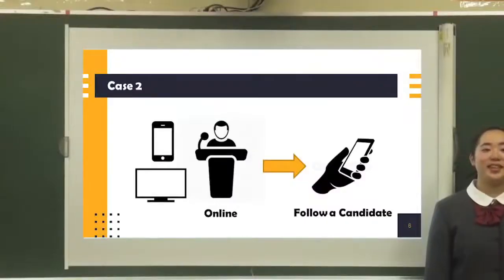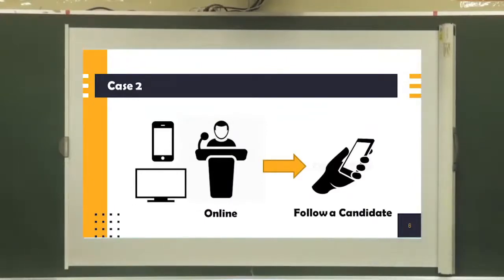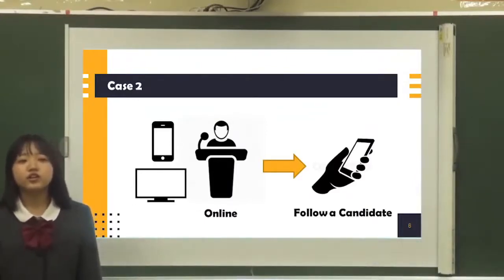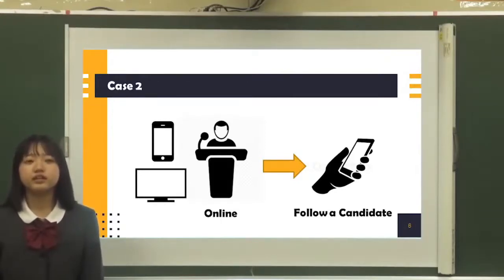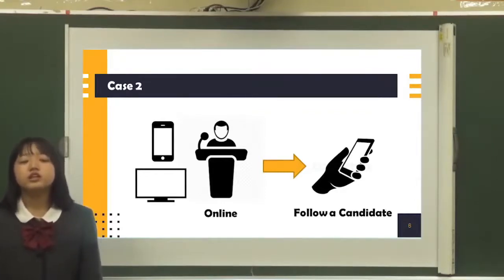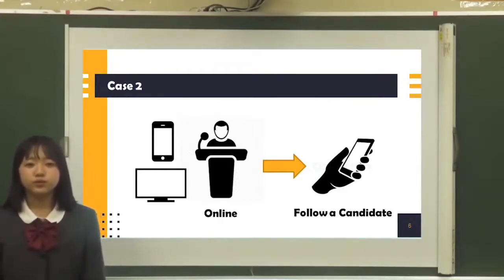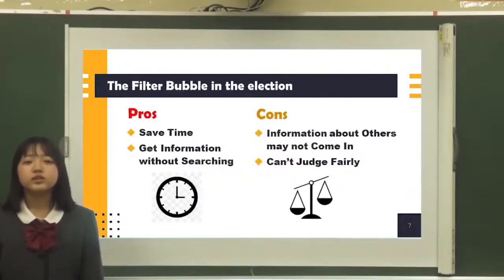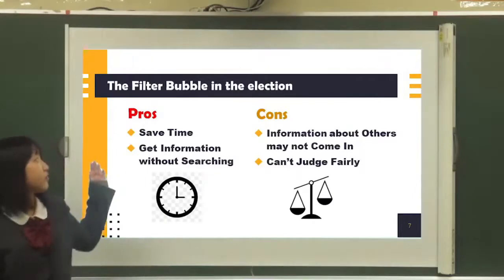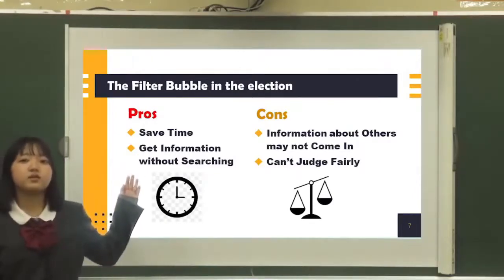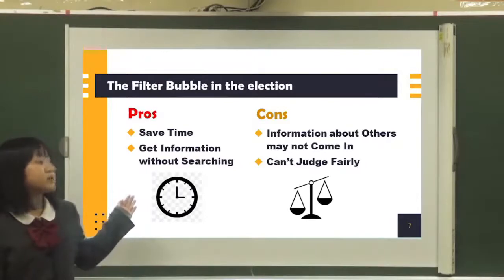Okay, we will tell you about case 2. Recently, election activities are sometimes held online because coronavirus has spread. When we hold such an election, each person follows the candidate he or she wants to support. Once we follow them, we can get a huge amount of information. Thanks to filter bubble, we have some benefits. First, we can get information without searching many times. Second, we can save time.